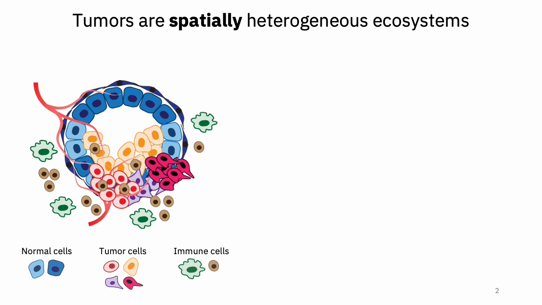So tumors are spatially organized heterogeneous ecosystems, as shown here and exemplified here with this ductal carcinoma, and they consist of many different cell types, like normal cell types, different tumor subclones, or immune cells. And all these different cell types are now interacting with each other in this microenvironment.